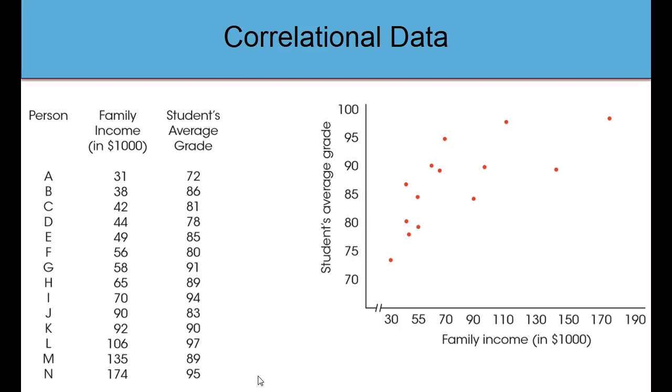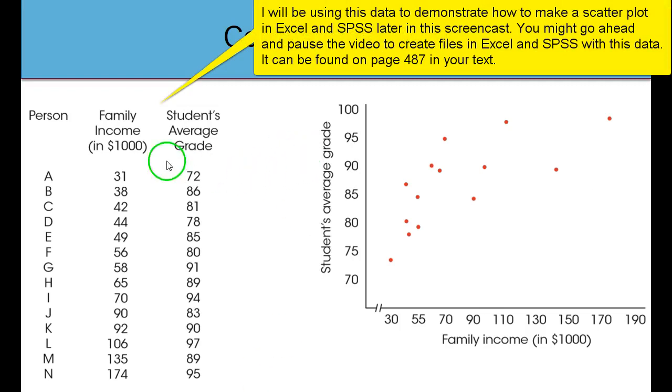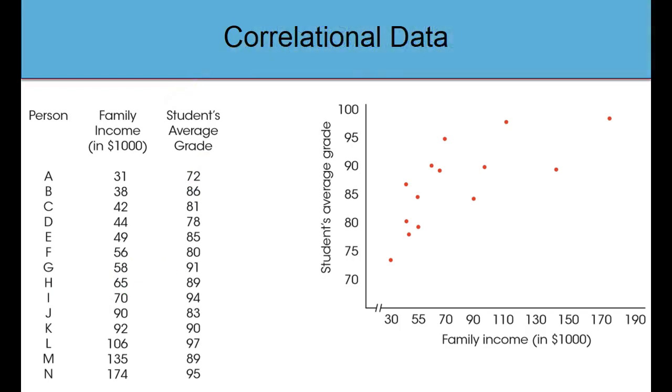And this is a sample of data from the textbook, figure 15.2, which I'm going to come back to later. But this is showing us the relationship between two variables. One variable is family income, and the other variable is students' average grade. And the idea here is to see whether there's a relationship and what that relationship is. In other words, will we see increasing grades as family income increases?